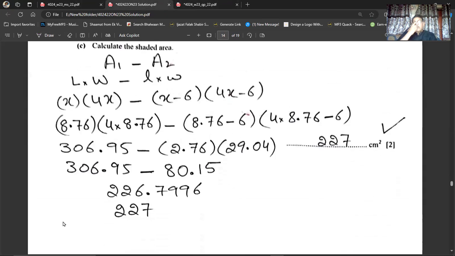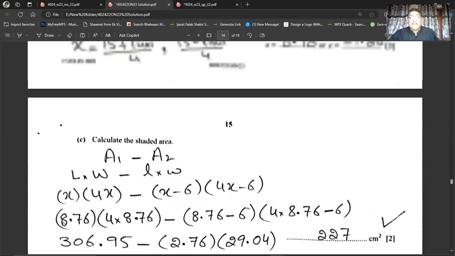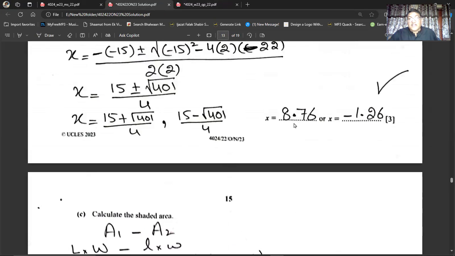So the calculated shaded area will be equal to area 1 minus area 2. The big rectangle, its area will be x multiplied with 4x. And the small rectangle, its area will be x minus 6 multiplied with 4x minus 6. So just substitute the value of x. The value we are going to use is the positive value, that is 8.76.